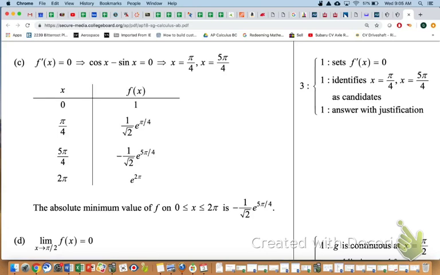And then they were really nice to us. We didn't have the calculator. Obviously, the output for 5 pi over 4 is the only negative number, so that would have to be the minimum, right? So, yeah, question, Bailey.